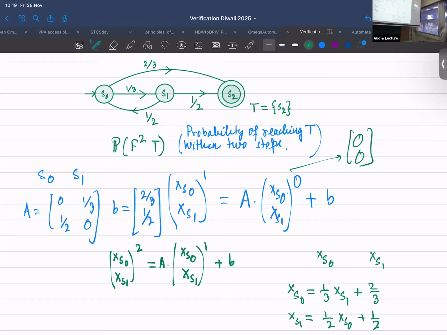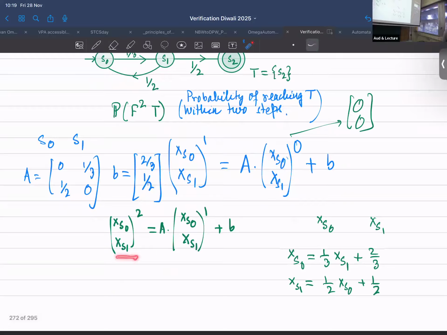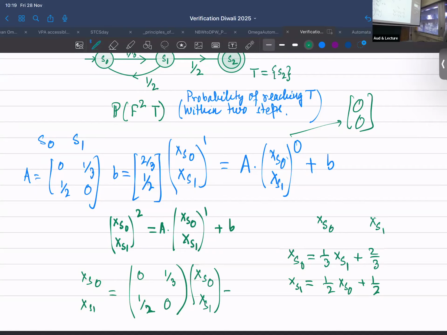Clear? So if you now try to write this down, you get exactly this: XS0, XS1 is equal to the matrix with rows 0, 1/3 and half, 0, times XS0, XS1, plus 2/3 and half. So XS0 is 1/3 XS1 plus 2/3.